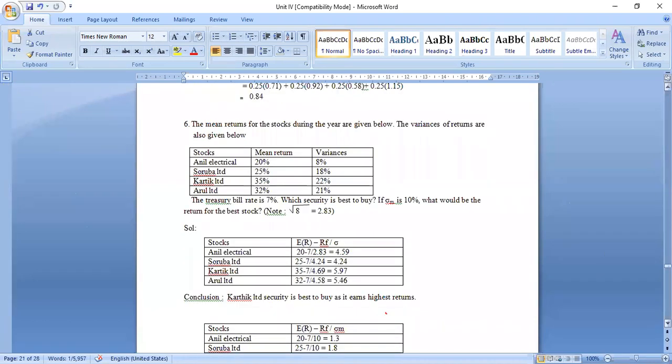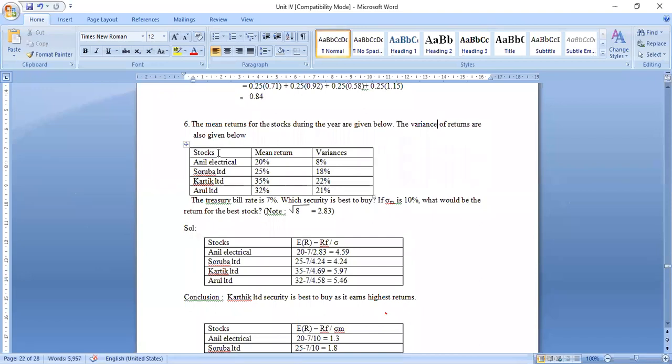So I hope up till here it is clear. We will move on to the last problem here. The mean returns for the stocks during the year are given below. The variance of returns are also given below.